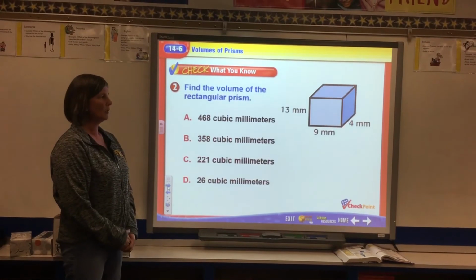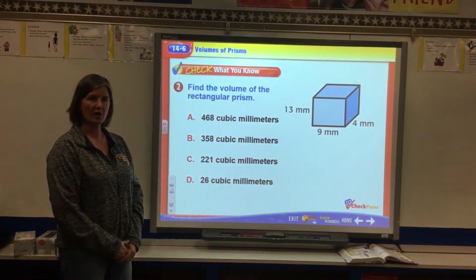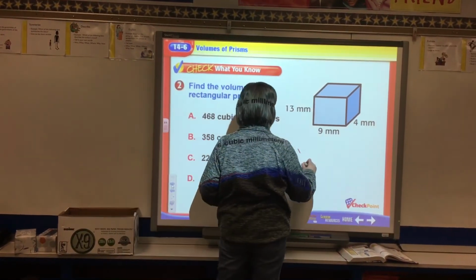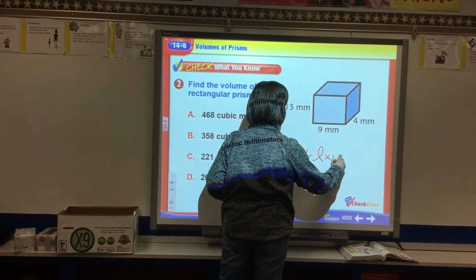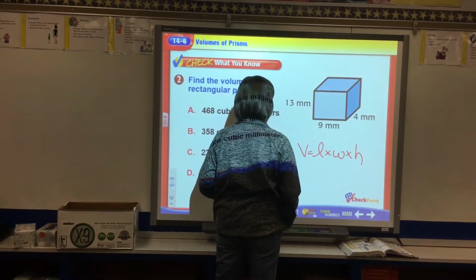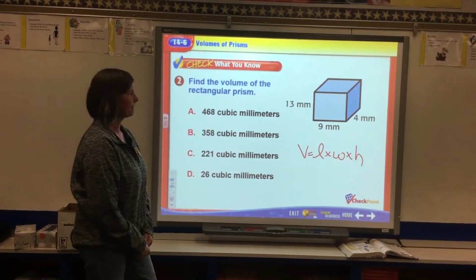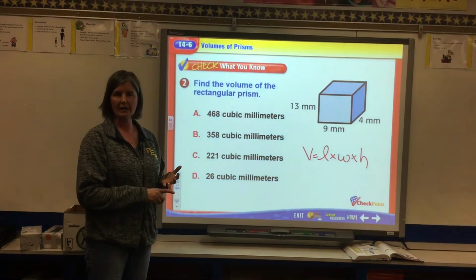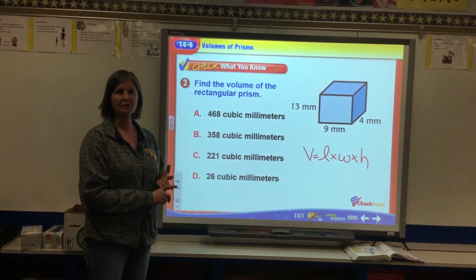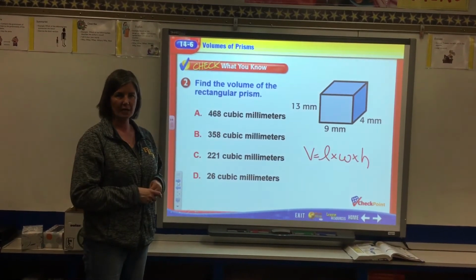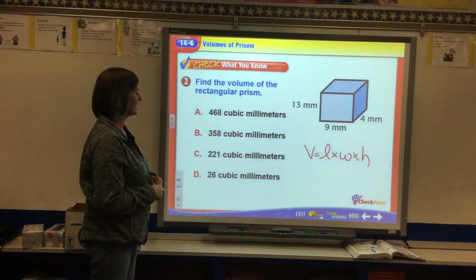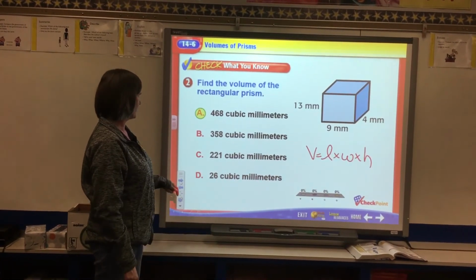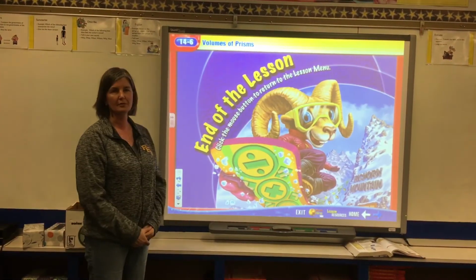Why don't you take a second and see if you can figure out the volume of this cube. Again, you're going to use the formula, please, that volume equals length times width times height. Now, whether you're working on area or volume, or our next topic, surface area, you are allowed to use your calculators to come up with your answer. When we multiply those three dimensions together, we would get 468 cubic millimeters.